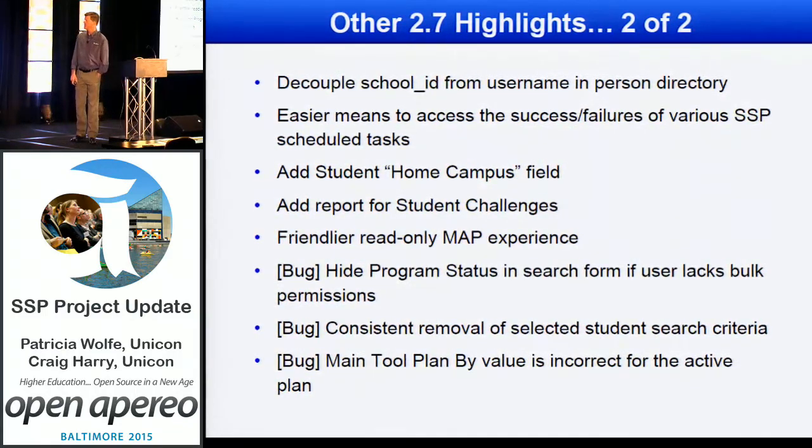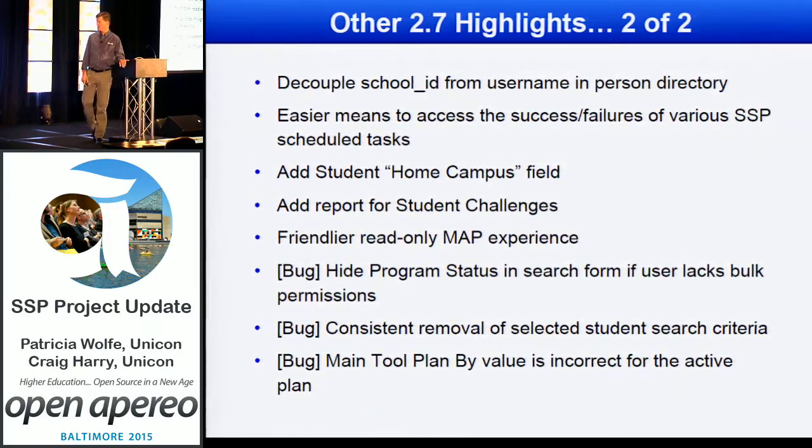We're going to decouple the school ID from the username. Easier means to access success failures. That is more of a troubleshooting help. So when scheduled tasks that update from the SIS on a nightly basis fail, we're going to put some reporting in there to be able to access it and be able to troubleshoot it a little bit easier. Hopefully make it easy enough that the actual institution can troubleshoot and find out what failed.